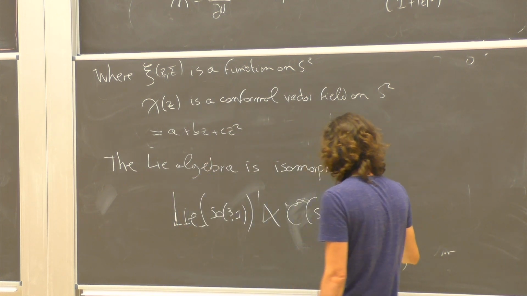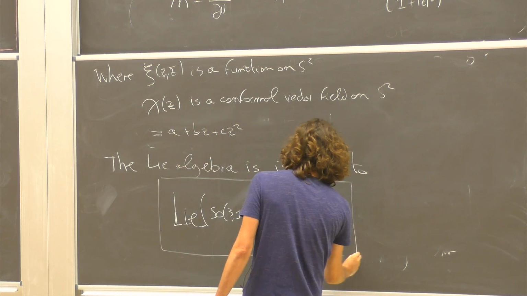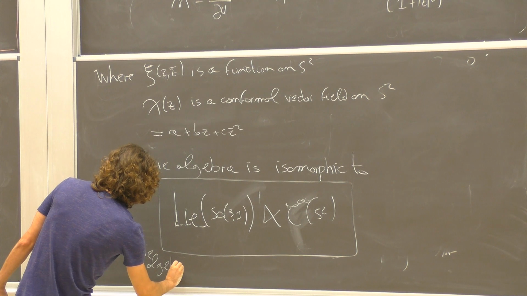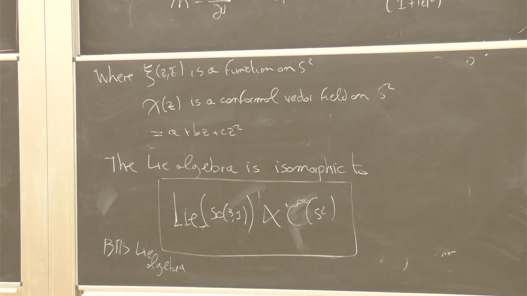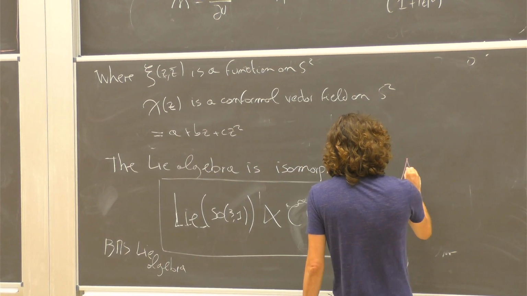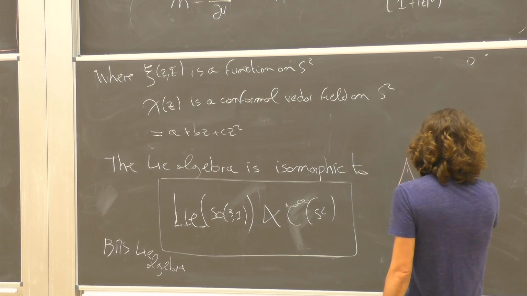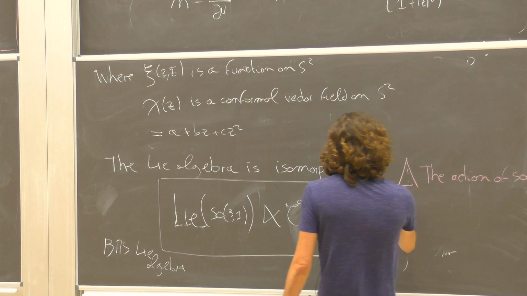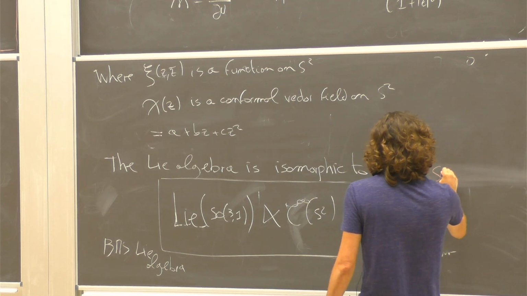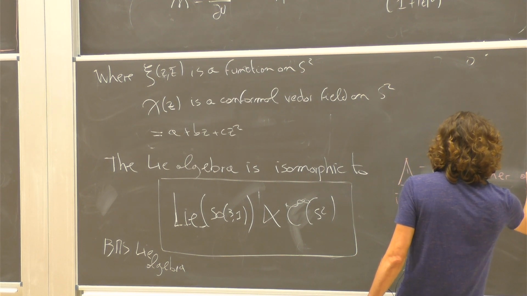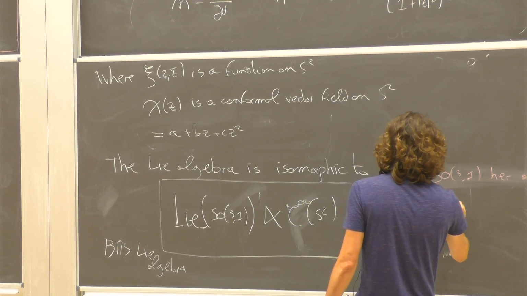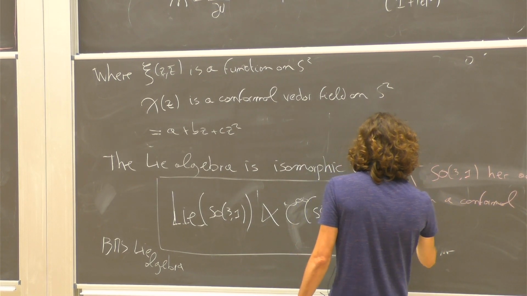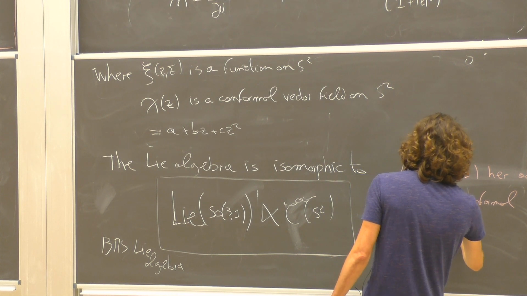And here you have, this is the BMS Lie algebra. But you have to be careful when you write those things, exactly what is the action here. So you have to remember that the action of SO(3,1) acts on conformal primaries of weight minus 1.